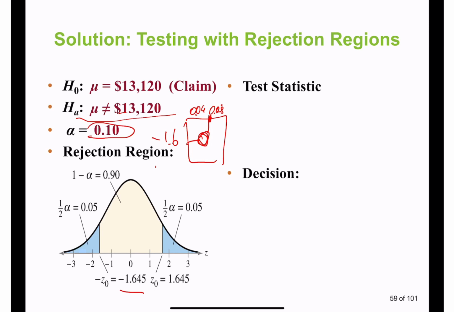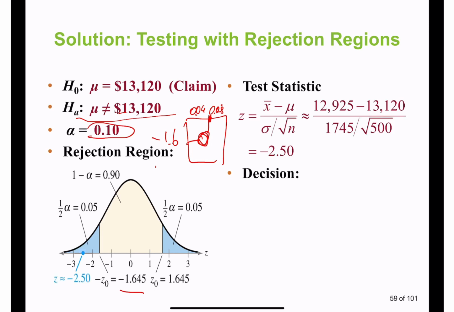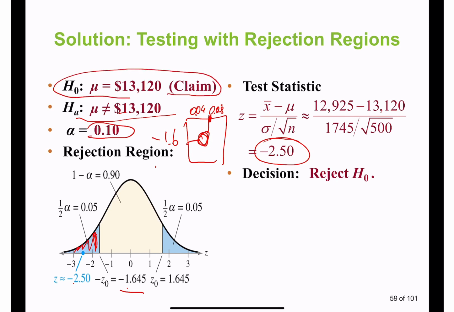Next we are getting the test statistic, the z-score. Once we get z-score negative 2.5 and compare it to this one, negative 2.5 is less than negative 1.645, which means we're going to reject the null hypothesis. Well, actually, our claim is the null hypothesis, so we don't go to the alternative anymore.